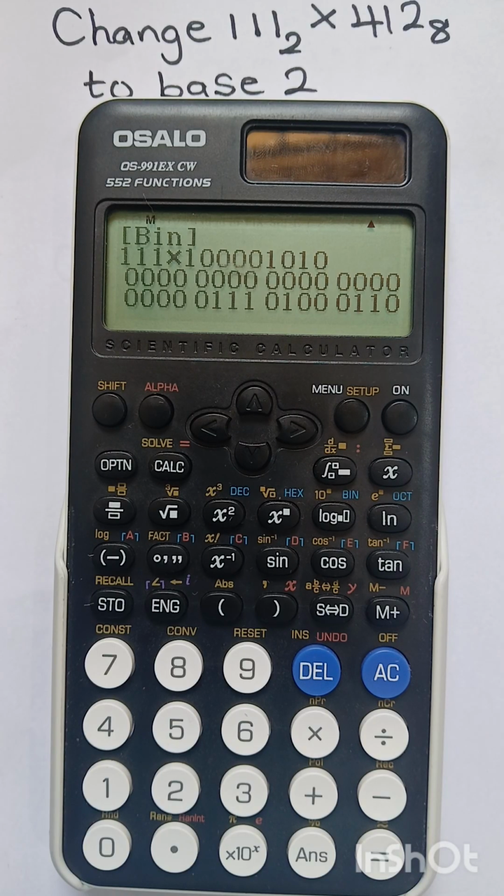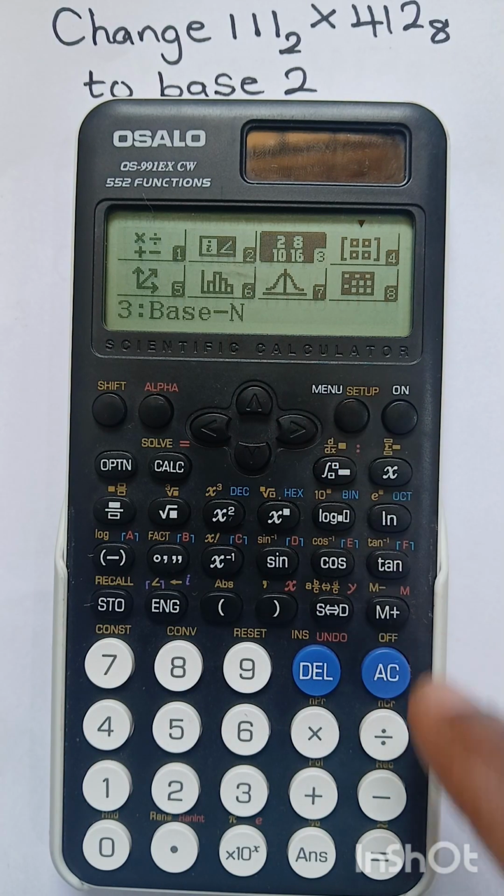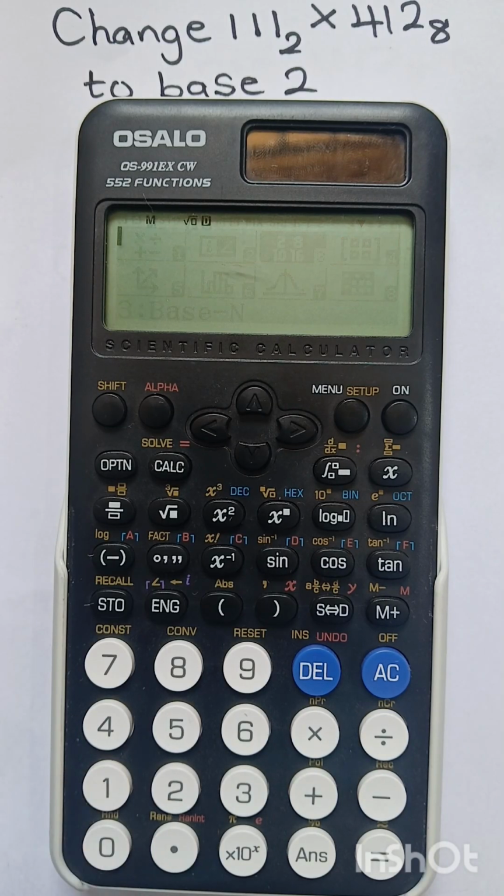So 412 base 2, and the final answer is what we have. And then if you want to go back, press on mode, setup, then press 1, and it takes you back.